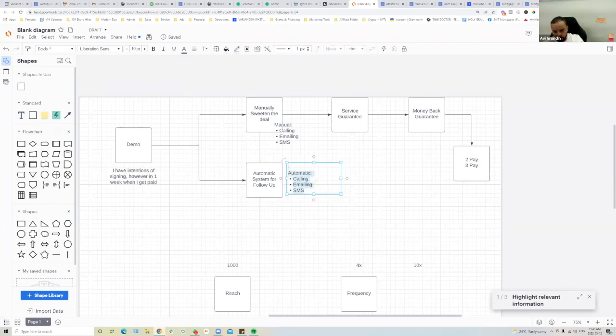Now, with automatic, you can't have automatic calling, but what you can have is automatic calling to leave voicemail drops. Okay, so let me show you.